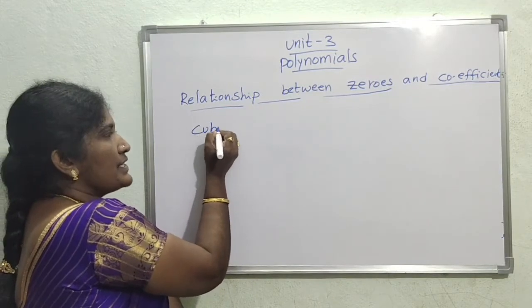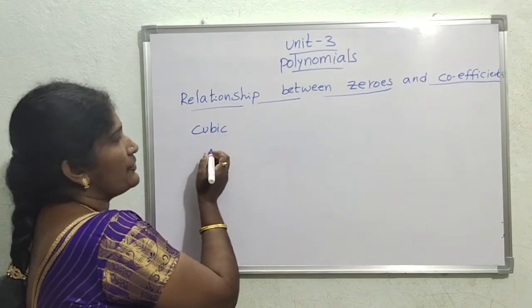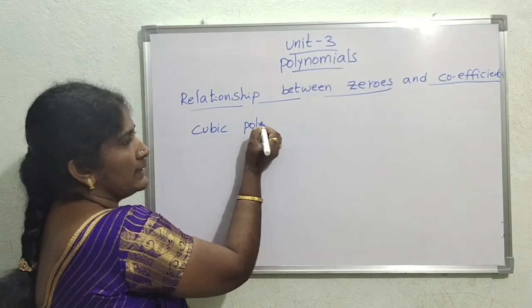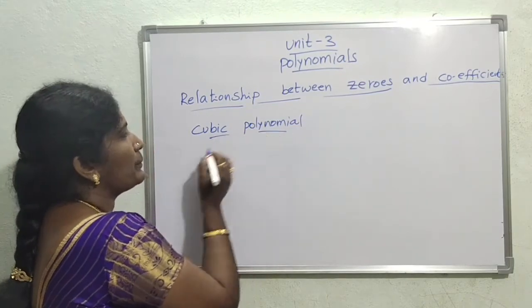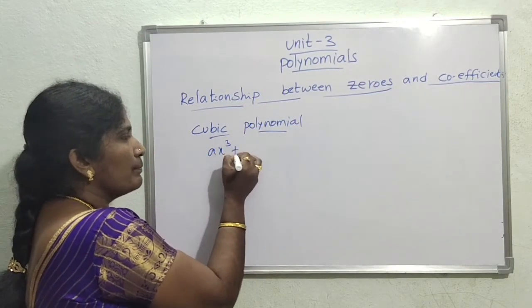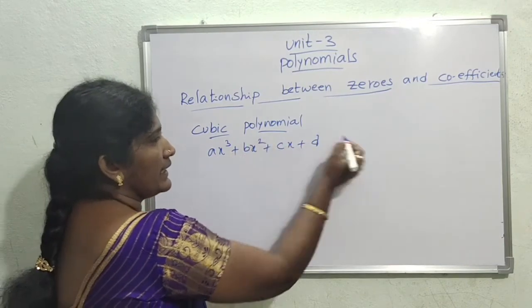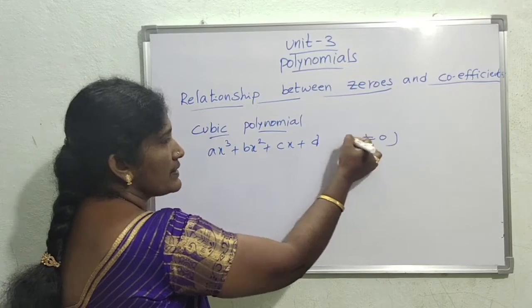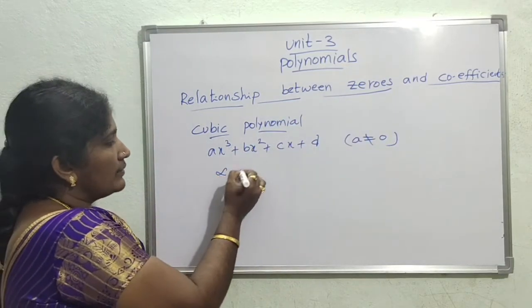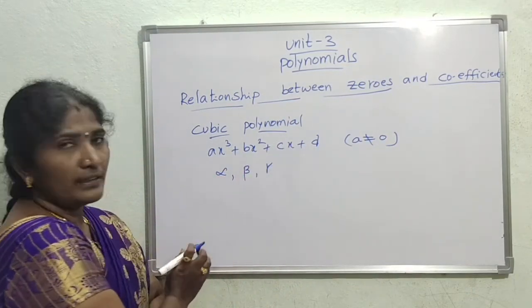Next, relationship between zeros and coefficients in a cubic polynomial. What is the general form of a cubic polynomial? ax cube plus bx square plus cx plus d. Here again the condition is a not equal to 0. Here 3 zeros will come: alpha, beta, gamma.